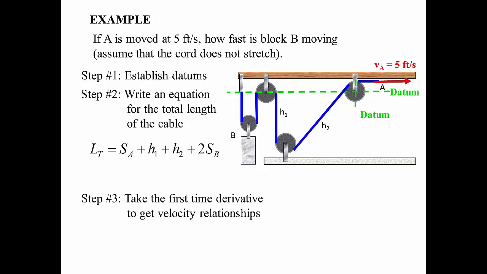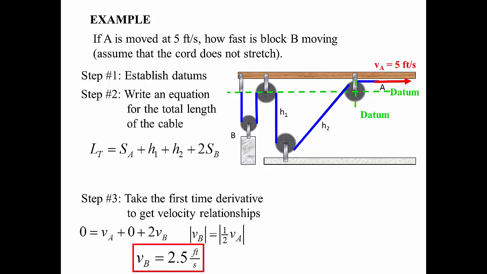Taking the first time derivative gives us the velocity relationships. In this case, 0 is equal to the velocity at A plus 0, because H1 and H2 are constants, they become 0 when we take the time derivative, plus 2VB. Solving for VB, the magnitude of VB is equal to 1/2 the velocity at A. Velocity of B is equal to 2.5 feet per second.